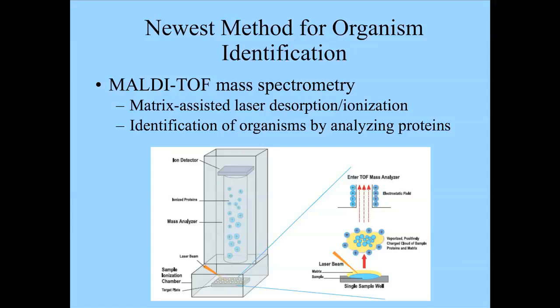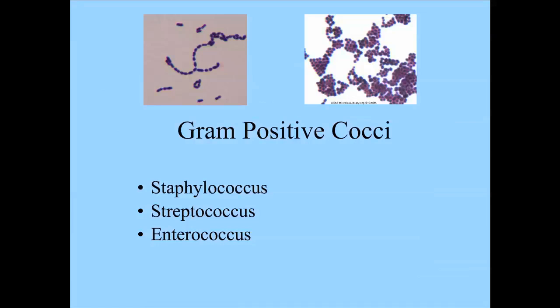If you would like to learn more about this method, there is a lecture on this blog specifically talking about MALDI-TOF organism identification. This is really what some of the bigger laboratories are moving toward, but for most of the rest of our lecture, we're going to be talking about the standard older biochemical methods, which are still very, very important, particularly for board exams and such. We'll move on to the next slide and start talking about some of the individual organisms. We're going to start with the gram-positive cocci, the Staph, the Strep, and the Enterococcus.